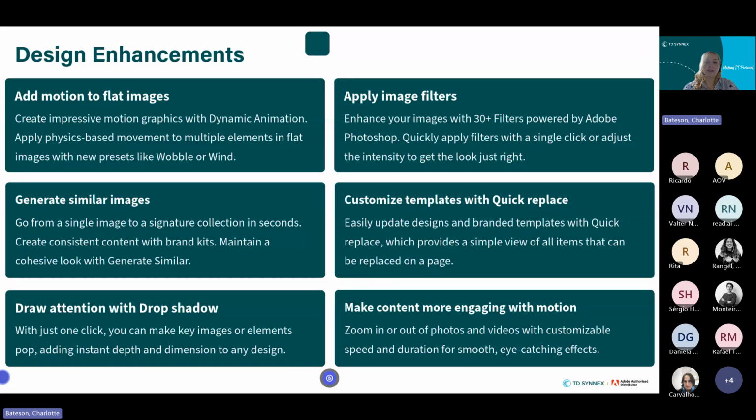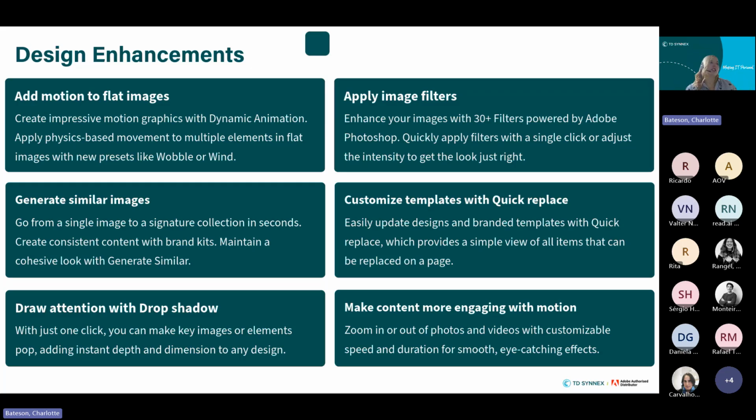Some more of the design enhancements that we've seen are adding motion to flat images, so create impressive motion graphics with dynamic animation, add physics-based movement to multiple elements in a flat image with new presets like wobble or wind, so you can add that in there, which I think as well, it just adds that extra something, especially if you're doing a presentation. You can apply image filters, so you can enhance your images with 30+ filters powered by Adobe Photoshop, so you can quickly apply those filters with a single click.